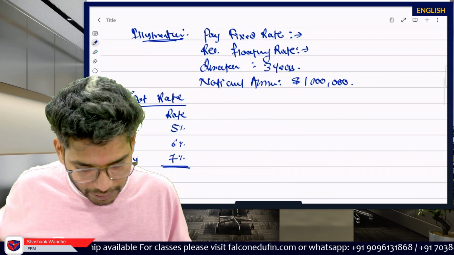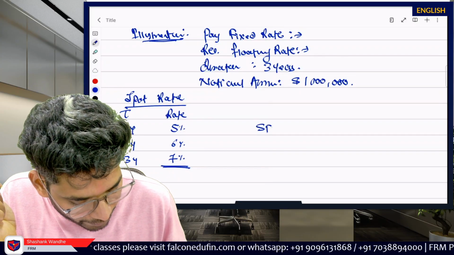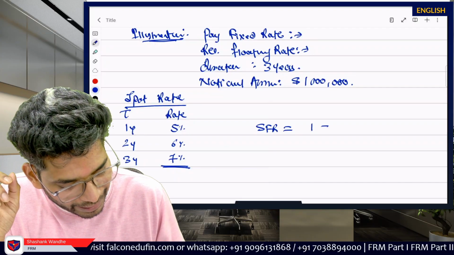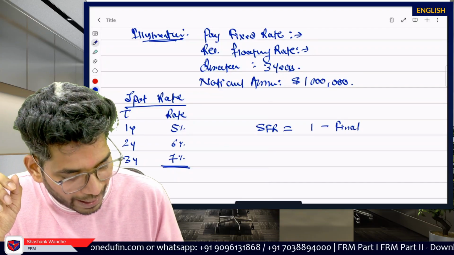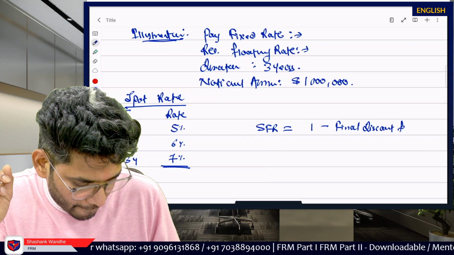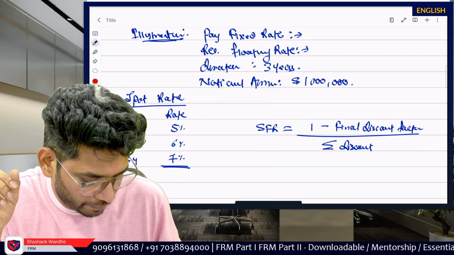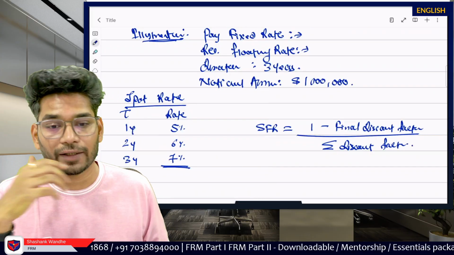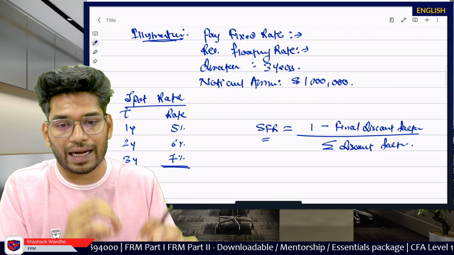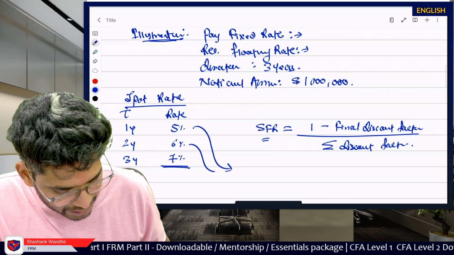Now, how to do the calculation? We have the SFR calculation formula. SFR is calculated as 1 minus the final discount factor divided by the sum of all discount factors. Now this is the formula. I will explain how this formula is derived, so don't worry about it. Right now, just remember this is the formula. For this, what we need are the discount factors.